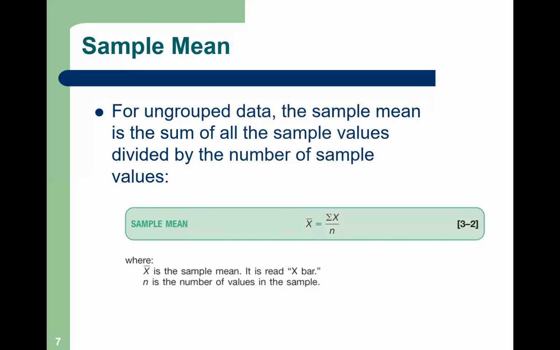Now we talk about the sample mean. For the sample mean, the way to find the arithmetic mean is the same, but there is a difference in the notation. X bar represents the sample mean, where summation represents the sum, x represents the values in the sample, and small n. In the previous case it was capital N, here it is small n. So small n represents the number of values in a sample.